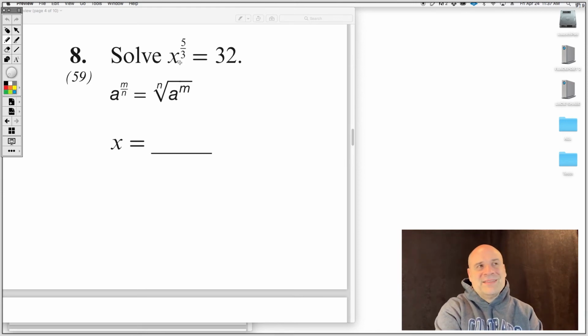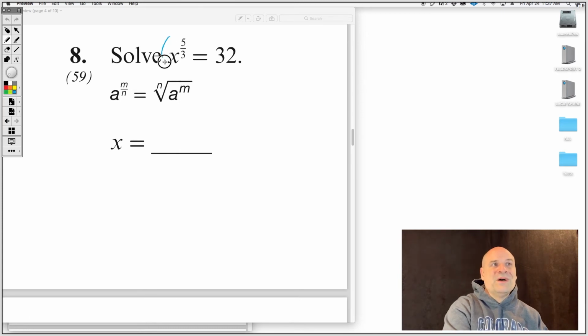So remember, the top number is the power and the bottom number is the root. So we could cube both sides and then fifth root both sides. Basically what we're doing is we want to cancel out that exponent. So we're going to take both sides to the 3/5, okay? That will cancel this and you're left with x.